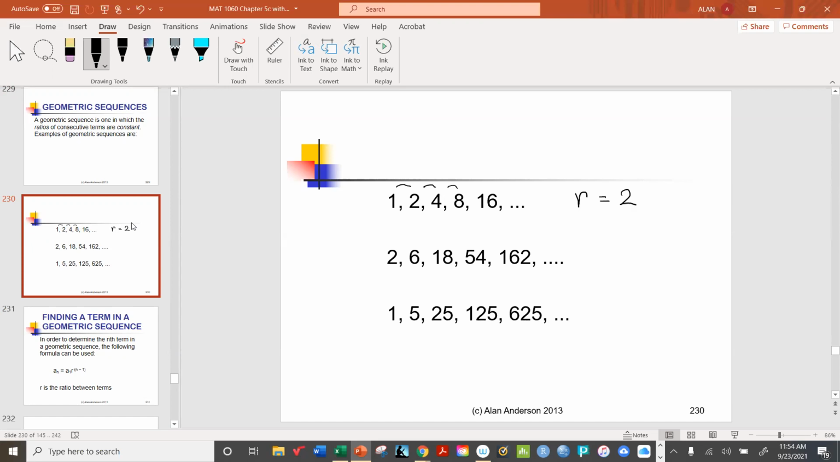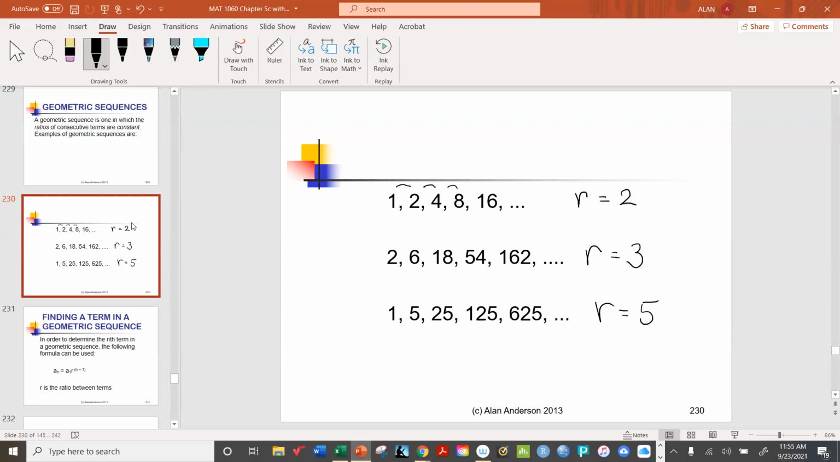Now for this next one, the common ratio is 3. So to go from 2 to 6, I multiplied by 3. Then to go from 6 to 18, again, I multiplied by 3, et cetera, et cetera. In other words, I'm tripling each term as I go along. And once again, that means this is a geometric sequence. And finally, in this last case, you can see now you're getting the point. The common ratio is 5. I'm quintupling every term as I go along.